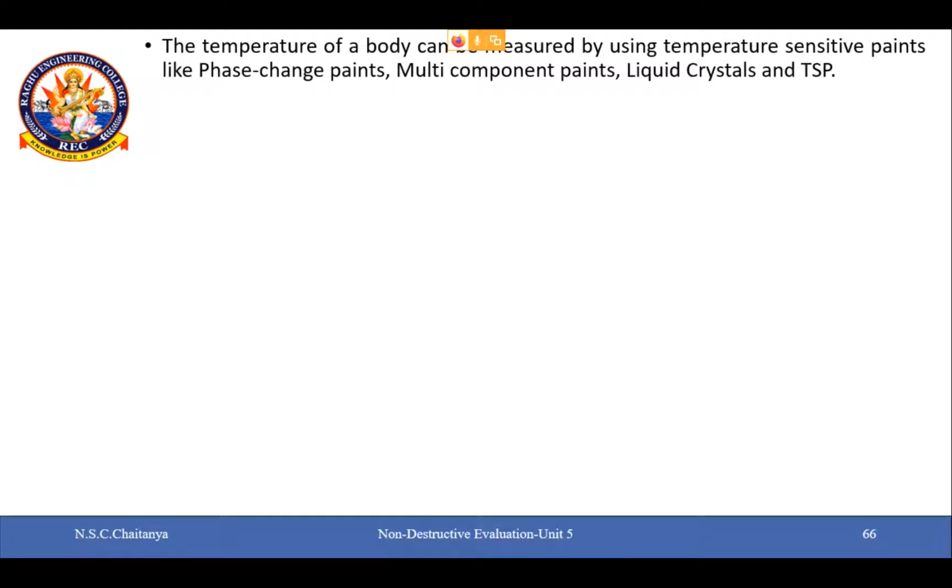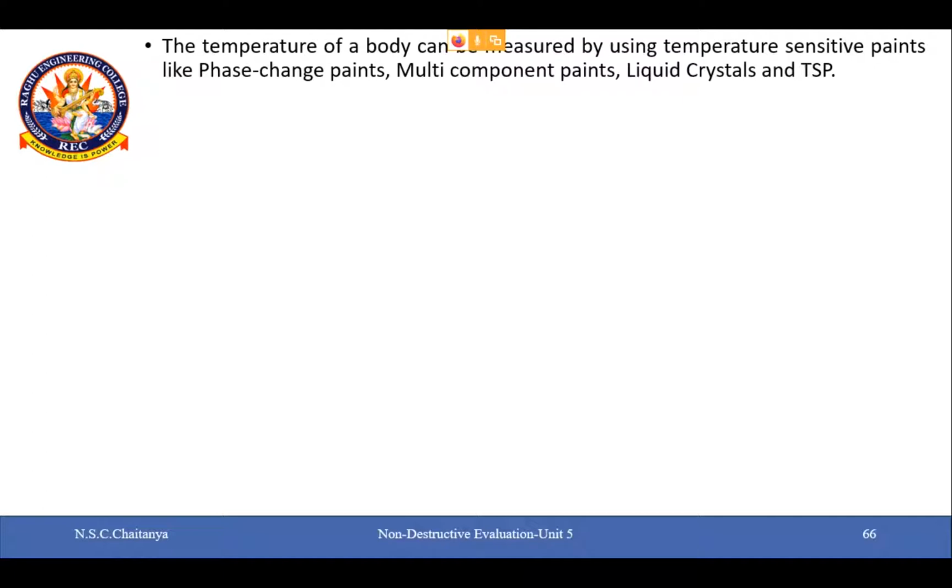Next one is your liquid crystals. Liquid crystals are reversible color change paints. Reversible means you can have the reverse of it, and these can be produced with a coating. A simple coating of liquid crystal will give this sort of reversible color change. We'll be studying about liquid crystals in the coming slide, which is somewhat important, so I'll not discuss much about it here. And the fourth one is TSP, or temperature sensitive paint.